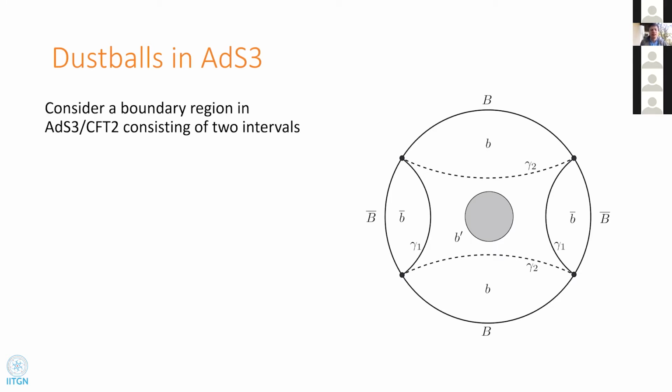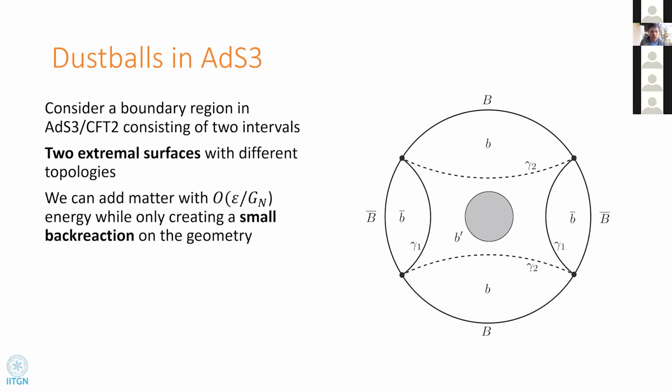But another case is just if you look at a boundary region B that consists of two intervals in AdS3/CFT2. In this case, we always have two extremal surfaces. These two extremal surfaces are homotopic to the region B, which is shown dashed, and its complement region B bar, which we show in a solid line. So these two surfaces always exist.